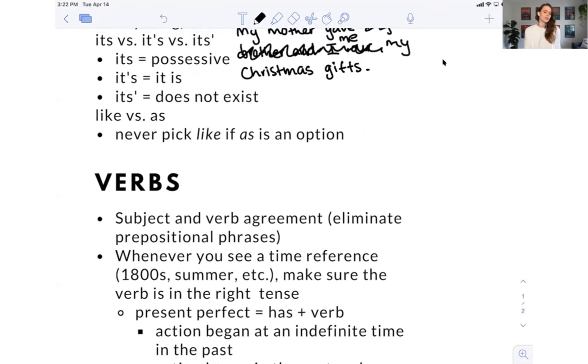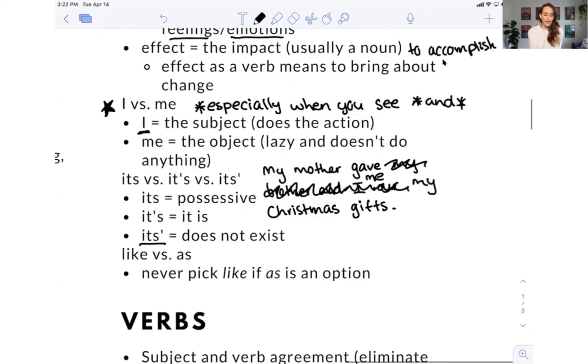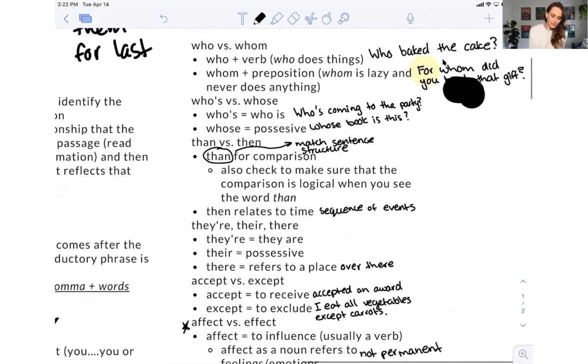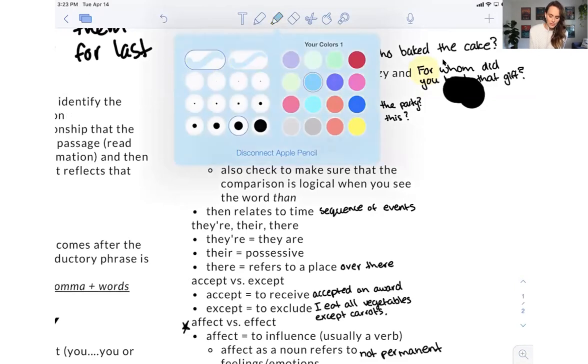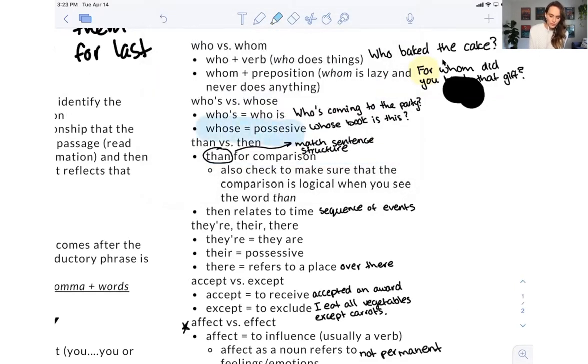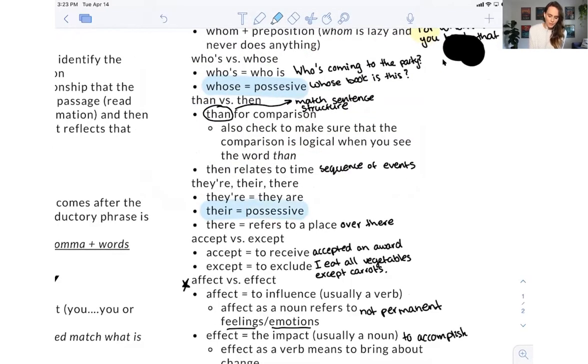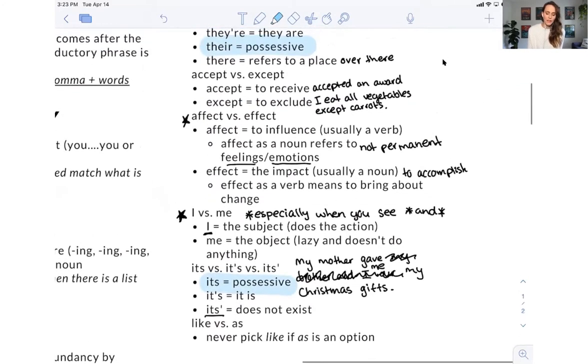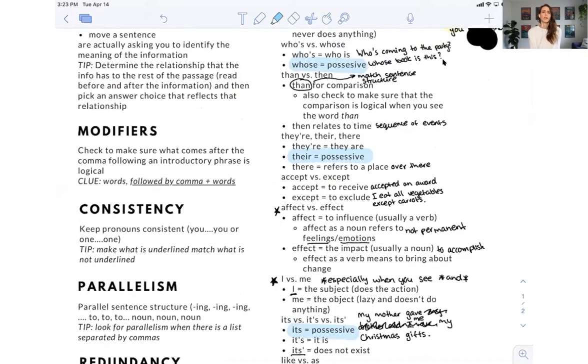Its versus it's. So our first one here is possessive. With the apostrophe S, it is it is. And then the last one doesn't even exist, but it can be an answer choice, even though it does not exist. So you may have noticed a little pattern here. For each of these that were possessive, let's just mark these in blue. So whose, and I'm going to make this a little smaller. So whose was possessive, their was possessive, and its was possessive. None of them had an apostrophe, right? So just note that here.